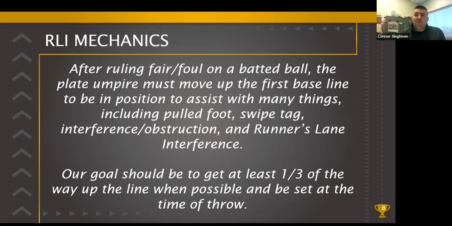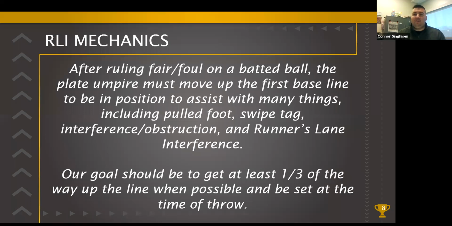So on runner's lane interference, after ruling fair or foul on a ground ball, or drop third strike, obviously we don't have that on a drop third strike, but on a batted ball, we have a fair or foul call. We have to get in position to make that call, because without that, it doesn't matter what happens at first base, right? Once we do that, we need to move up the first baseline and be straddling the line in order to rule on this. It's really important as a plate umpire that we do this for not only runner's lane interference, but pulled foot, swipe tag, and interference by the batter runner.